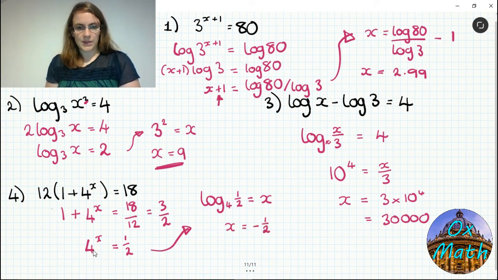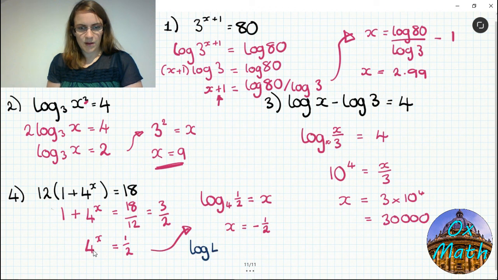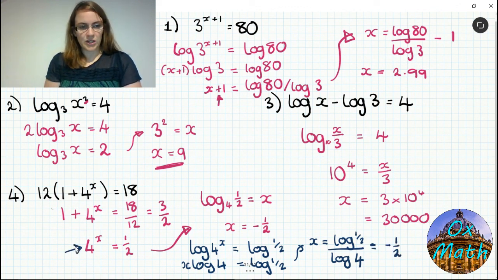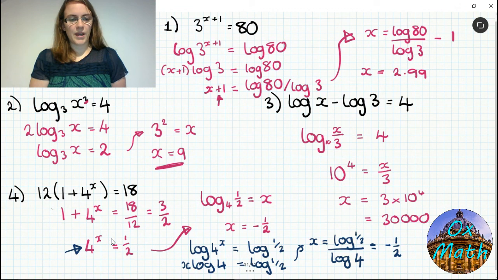If you don't have a button that allows you to do that, remember you could have just taken log of both sides, and you would have got log 4 to the power x equals log half. That rearranges to x log 4 equals log half, so x is equal to log half over log 4, and you can type that into your calculator to get the answer minus a half, or minus 0.5. Alternatively, you might have actually known what x was at this stage without even having to use logarithms. If you know your indices laws very, very well, you might have known that the power required would have been minus a half.